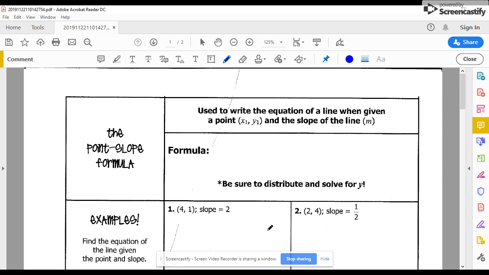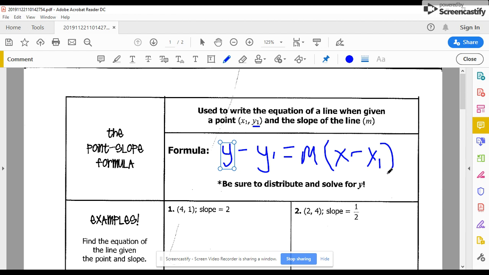So again, everything you do today should be using what's called the point slope formula. And what it looks like is just a plain old y minus y sub 1, so that comes from your point, equals your slope, so m, and then in parentheses, x minus x sub 1, and x sub 1 comes from your point. Sometimes I use this formula and sometimes I use the old method. So I flip-flop back and forth between the two of them.